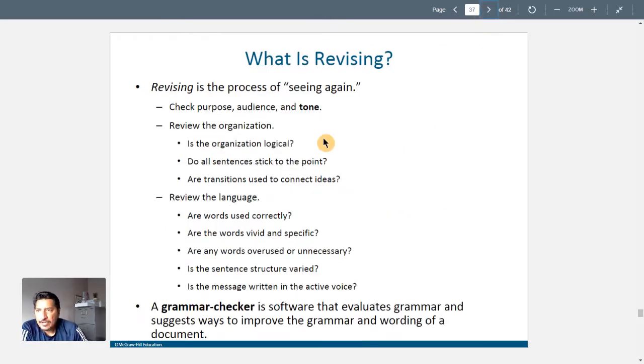Revising, what is revising? Revising is a process of seeing again. The more you see it, the more you would know, is it logical? Do all sentences stick to the point? Are transitions used to connect ideas? Review the language right. Grammar checker is software that evaluates grammar and suggests ways to improve the grammar and wording of a document. Same as I pointed out, Grammarly, these days a lot of people are using it.